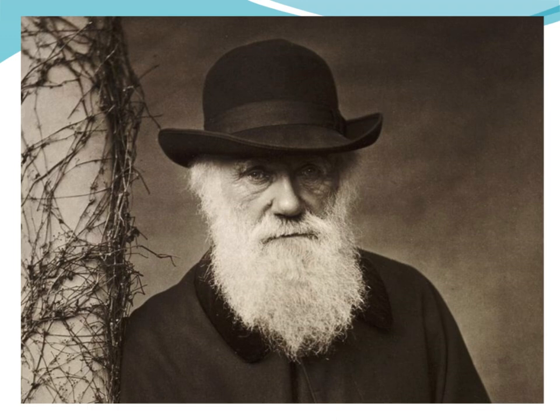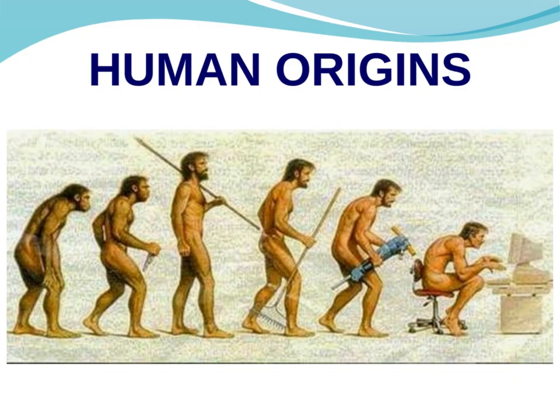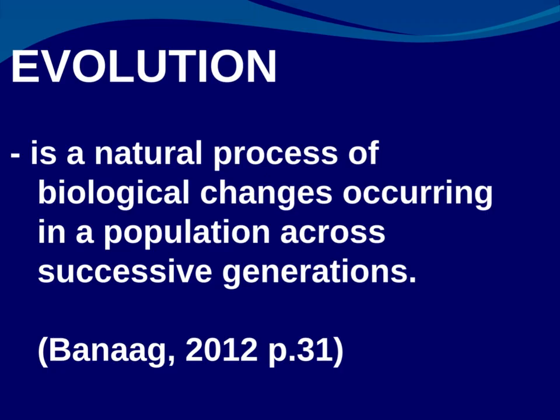Do you know who is in the picture? Can you recognize him? Yes, you are correct. He is Charles Darwin, known for his evolution of man theory. When we say evolution, it is a natural process of biological changes occurring in a population across successive generations, according to Banaag.